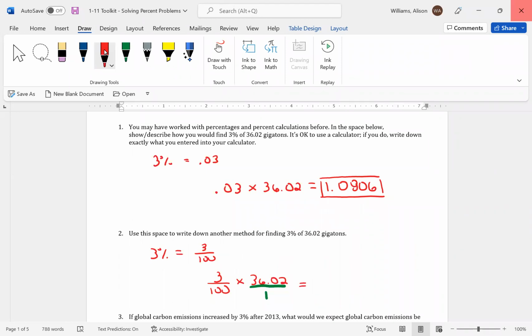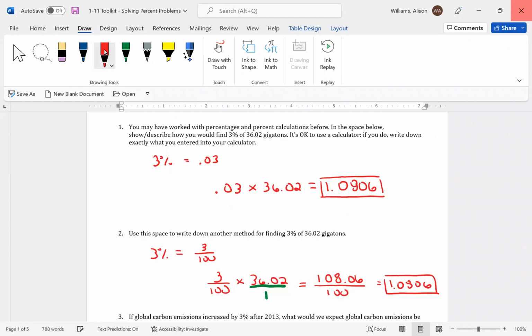So let me do that on my calculator. I get 108.06. That's an 8, kind of disconnected there. And then 100 times 1, which is just 100. And now I divide that, and when I divide that, that gives me the same answer of 1.0806. So there's two ways to approach it.